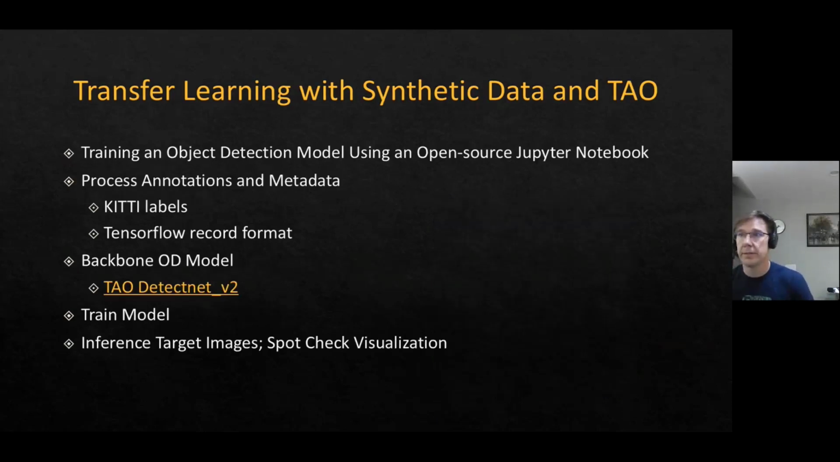The details of the experiment are as follows. We're going to train an object detection model using an open source notebook, and one of the steps will be to process the annotations and metadata that come from the synthetic data set into a KITTI label format, and then into TensorFlow record format to be used with the DetectNet v2 model. The backbone object detection model comes from the NGC catalog, where there are several models to choose from, and we'll take a look at those, and then train the model and run inference on the target images to see how the accuracy looks, to see how well the data set matches.